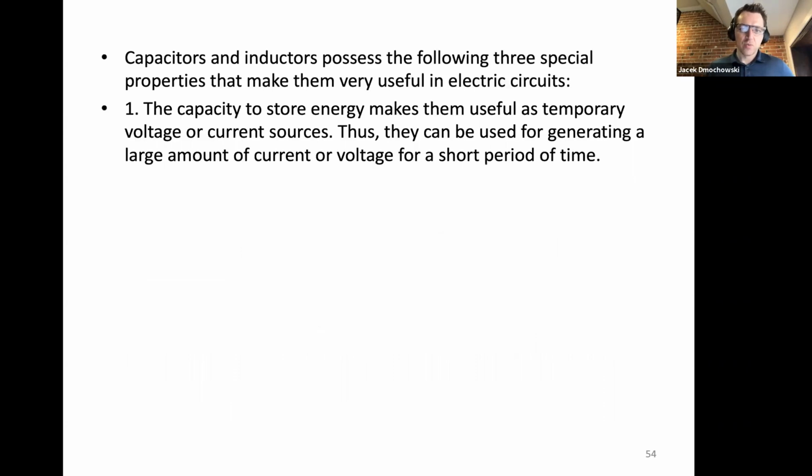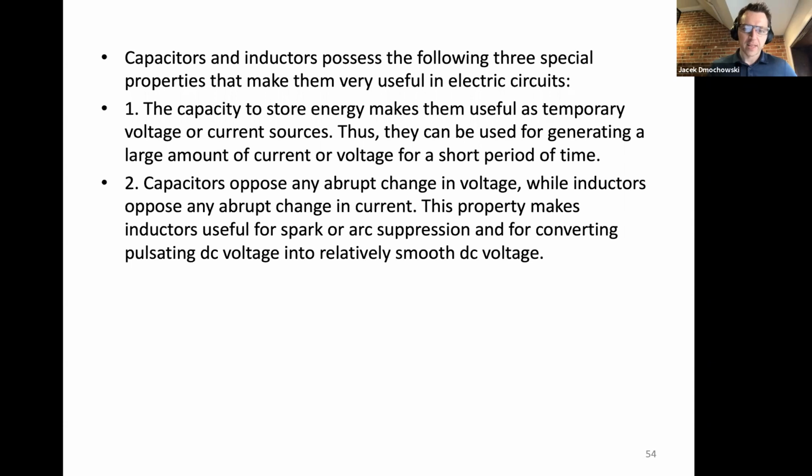Okay, so why are capacitors and inductors special? Well, for one thing, they're capable of storing energy, which means that you can charge them up and then have that energy released back to a part of the circuit when needed. That's a useful property. So they act as stores of energy that can be retrieved at a later time. They also are good at opposing abrupt changes in either voltage, in the case of a capacitor, or current, in the case of an inductor.